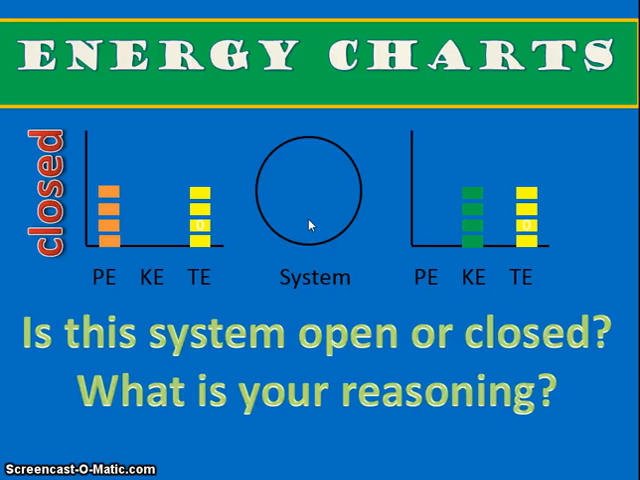So one of the things you guys need to be able to do is look at an LOL chart and identify it as being open or closed. And remember, there's 2 ways to do that. First way, look at the system. Do you see any arrows going in or out? If you see some there, then it's open. If you don't see any, then it's closed. The second way is to look at the TE, the total energy. If you have the same number of units at the beginning as you do at the end, then you know it was a closed system.